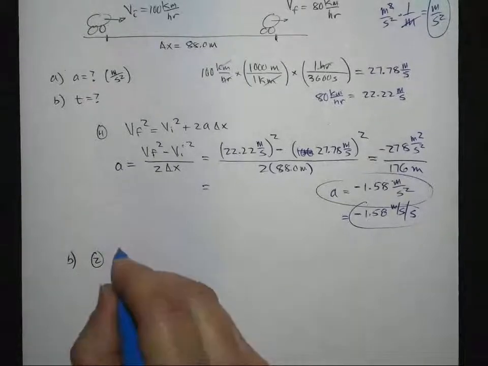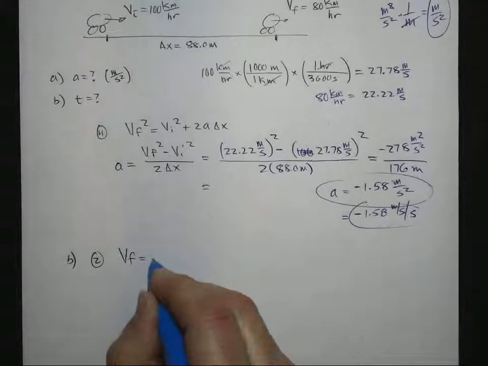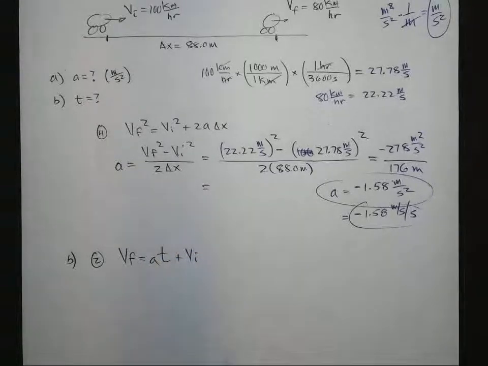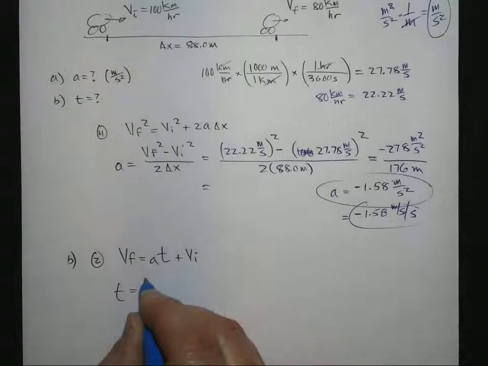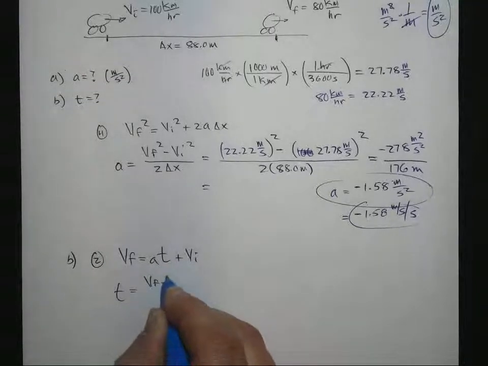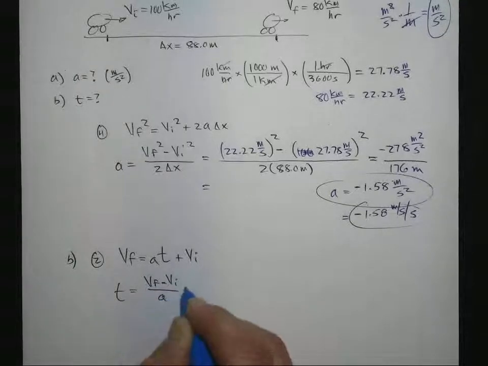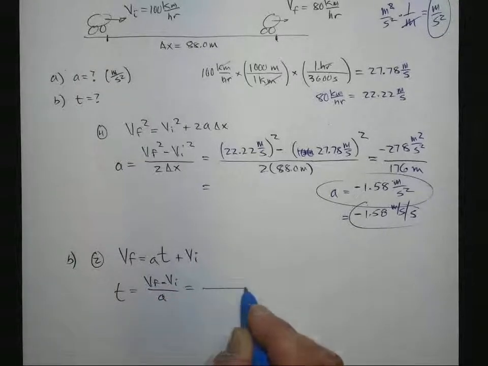Equation 2 is the final velocity equals the acceleration times the time plus the initial velocity. And we're going to solve this algebraically for t. First we're going to subtract vi from both sides, and then we're going to divide both sides by a, so the time will equal final velocity minus the initial velocity over the acceleration, which we just figured out in part A.